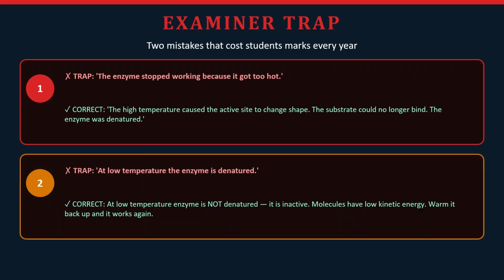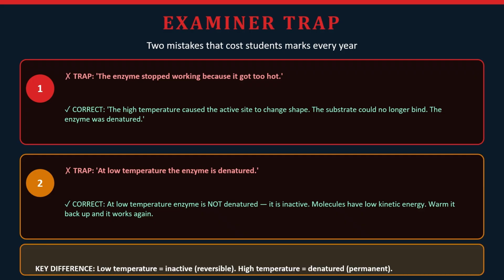Now trap number 2. This one surprises students. At low temperature, the enzyme is denatured. Wrong. Denaturation only happens at high temperatures. At low temperatures, the enzyme is simply inactive. Molecules have low kinetic energy, so collisions are rare. But the enzyme is not denatured. If you warm it back up, it starts working again.